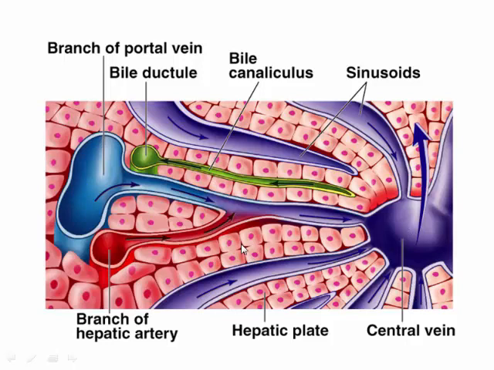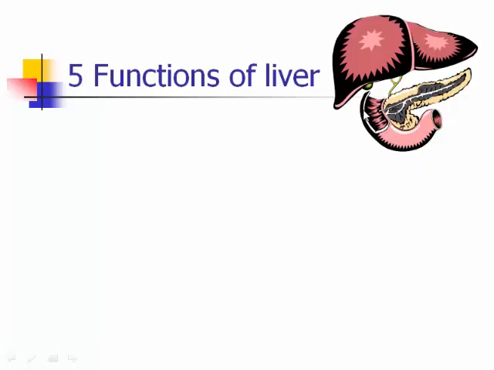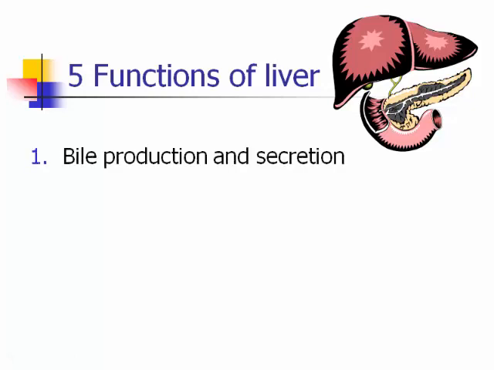So the job here is to make bile, you can see, to make the green stuff, and to clean the blood that has come from the GI tract. So those are the main roles. We'll talk about everything that's done by the liver. There's lots of important functions there. Sinusoids, do you remember that word? There are 5 functions of the liver that I need you to know for this class. Okay, first is bile production and secretion.